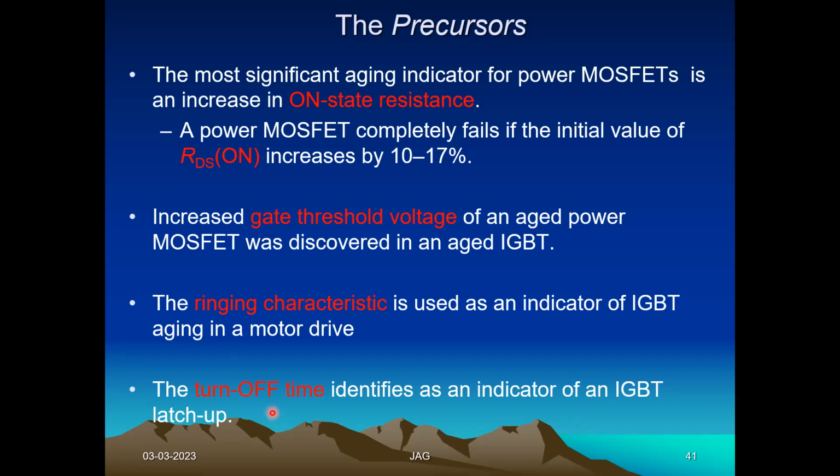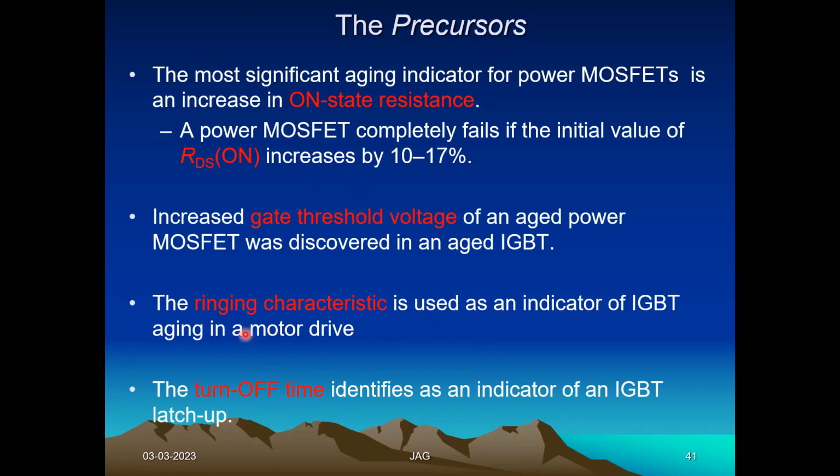So if you continuously monitor the ringing characteristics, and the device is about to fail, you can see there is a change in the ringing characteristics. Maybe the amplitude of the ringing voltage increases or the frequency of the ringing voltage decreases, something like that. So by monitoring these ringing characteristics also, you can predict the possible failure, end of life. So this ringing characteristics can be a precursor.